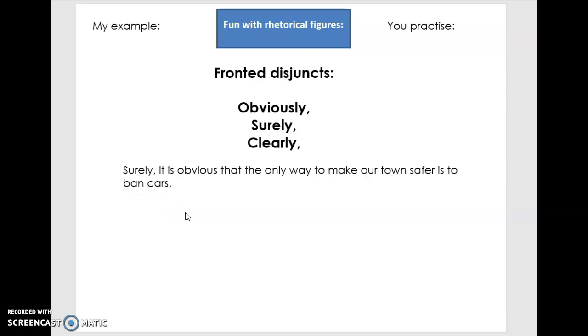So can you have a go at doing one of those fronted disjunct sentences for the task you were working on yesterday, which is to ban adverts for unhealthy foods? So you can use the same structure, surely it's obvious that, and then write a sentence which is just your opinion, but it's given this factual credibility. Pause the video and do that now, please.